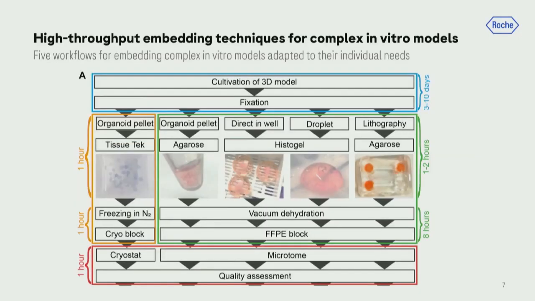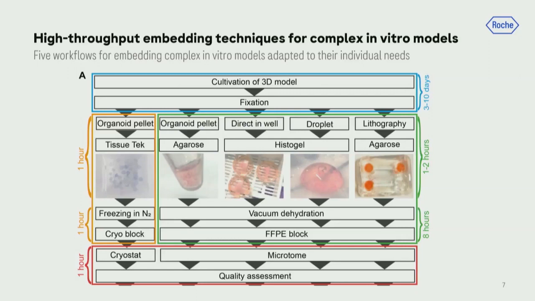So how does it look once they're embedded? Here you see the different workflows that we have developed. On the left-hand side we have cryo embedding, which means it's very fast. You have approximately 1 hour, or even less, and then we freeze it away, and very fast you get the cryo sections of that.